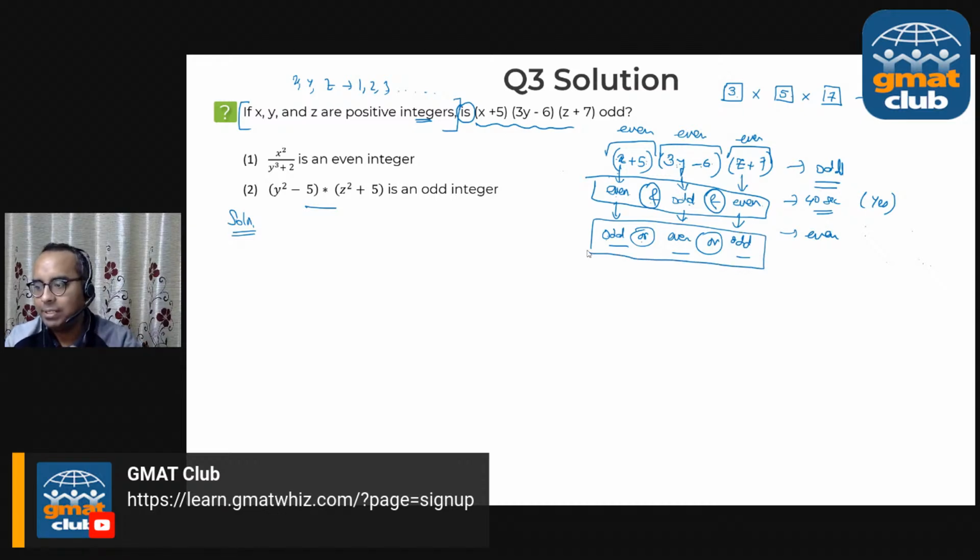Shilpa, when I come to these statements, this will be 100% clear. Just let's try each and every statement. Let's look at the first statement: x square by y cube plus 2 is even.